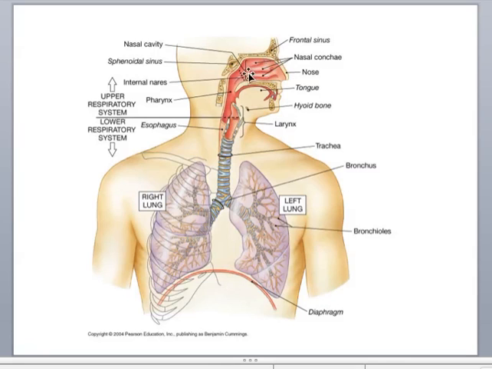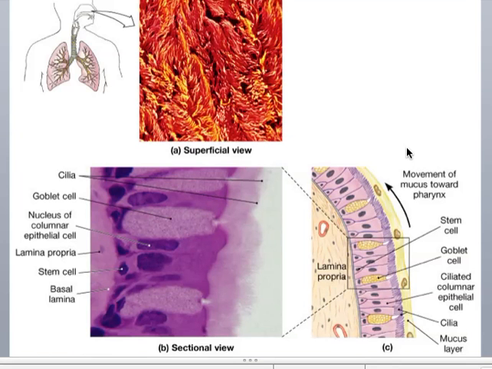It's this whole region here. Then we have the area called the pharynx, which is divided into three parts, as we'll see here shortly.